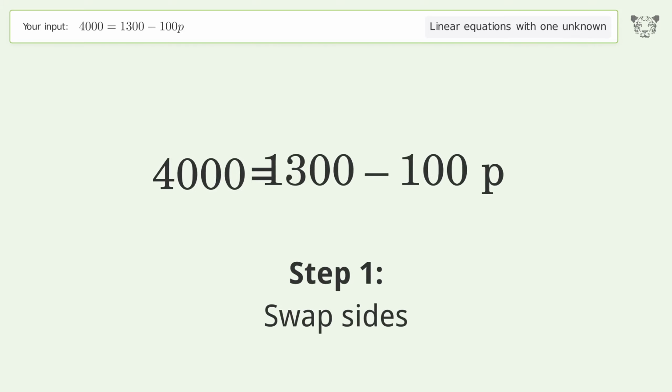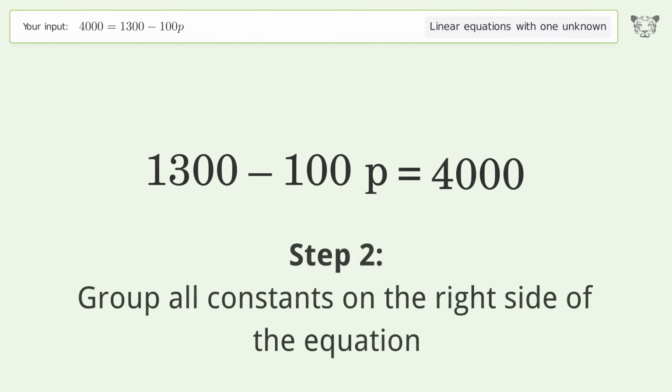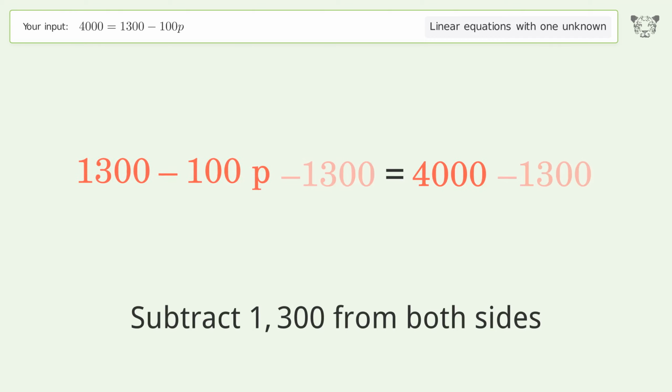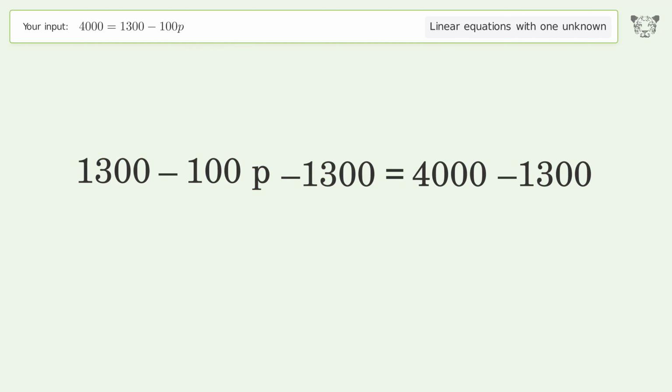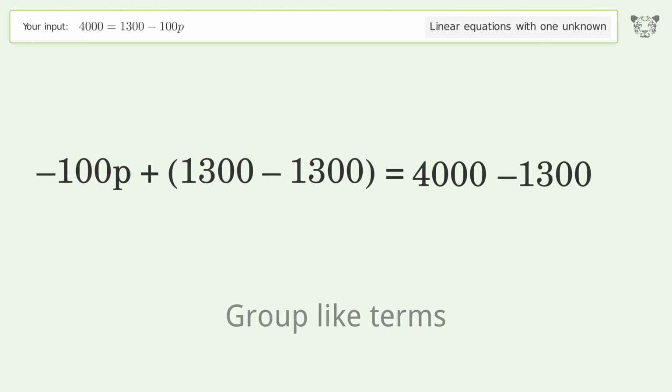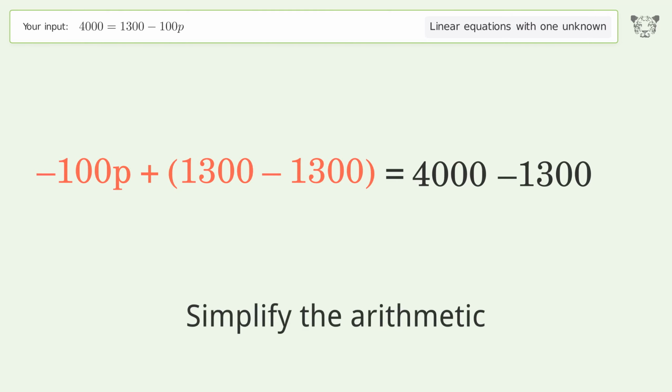Swap sides. Group all constants on the right side of the equation. Subtract 1300 from both sides. Group like terms. Simplify the arithmetic.